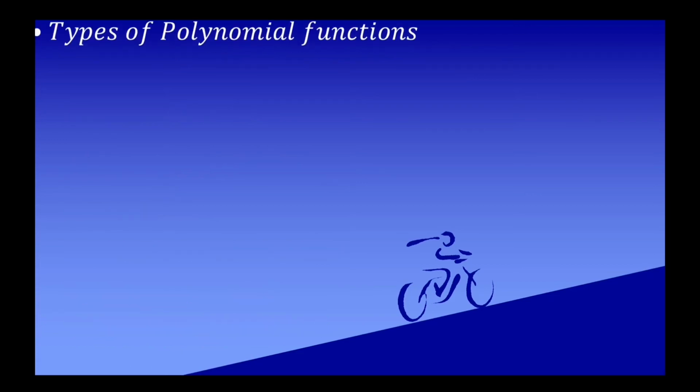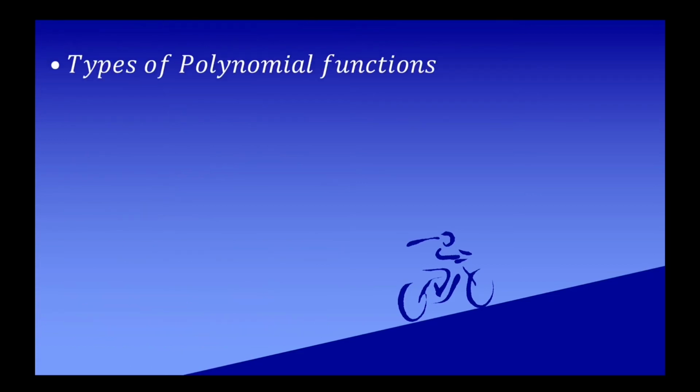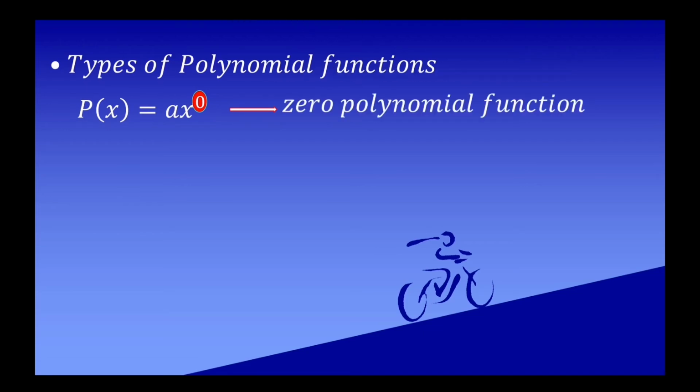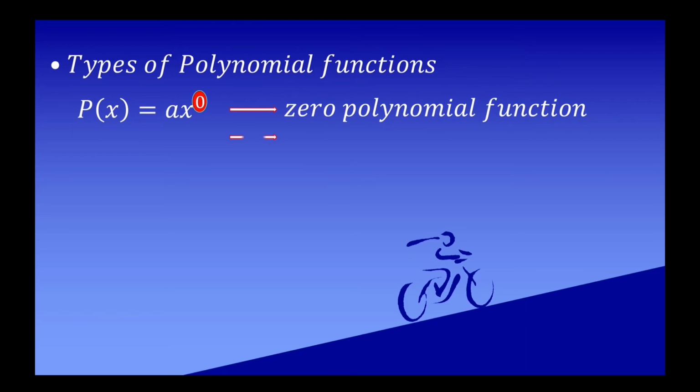There are types of polynomial functions based on the degree of the polynomial. The most common types: we have here p of x is equal to a x raised to 0. So the exponent here is 0. This is known as the zero polynomial function, or degree 0.